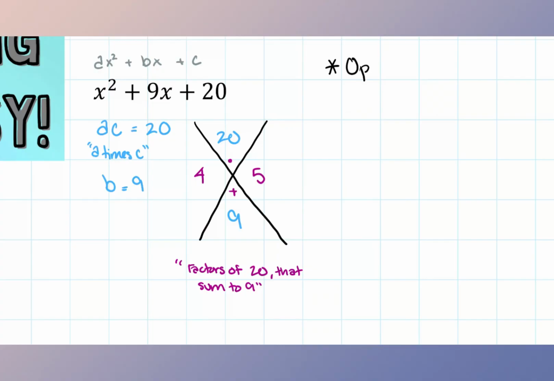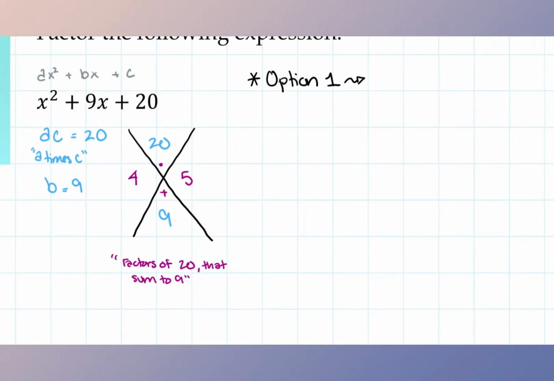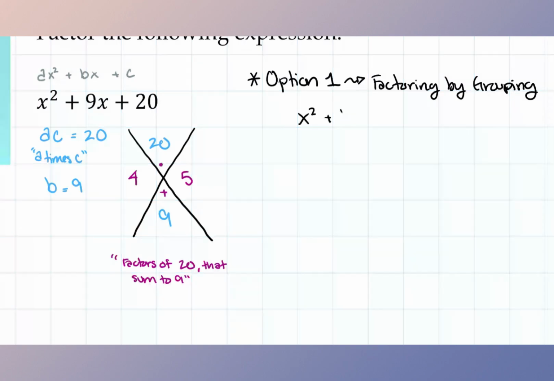From here, there are so many different ways to factor. I'm going to show you two different methods. Both do the same thing and show you just different ways to organize your thoughts. This first one, option 1, is going to be factoring by grouping. This is going to be great for all different types of factoring, especially when you get to upper level maths.